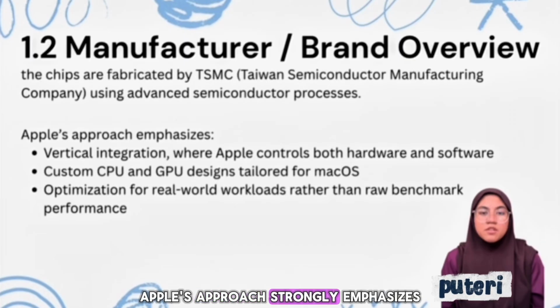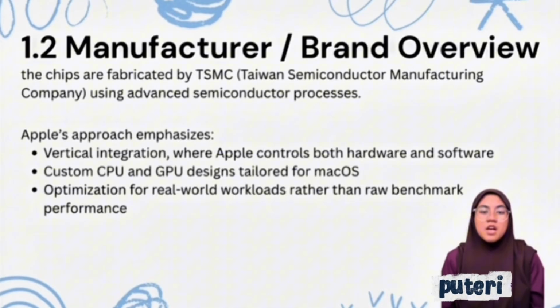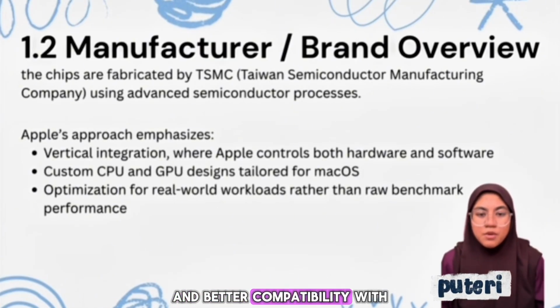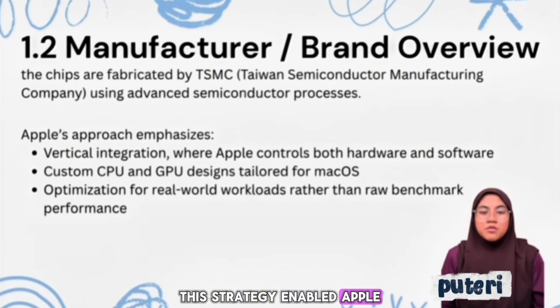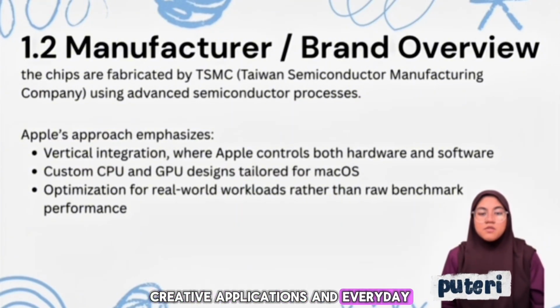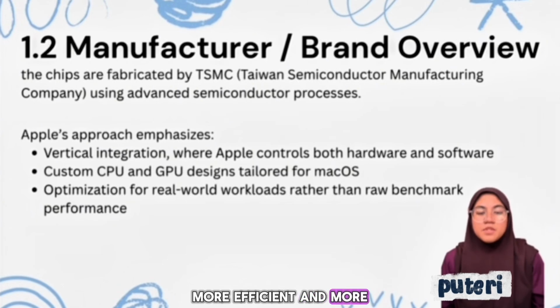Apple's approach strongly emphasizes vertical integration, meaning the company designs and tightly controls both the hardware and software, allowing macOS to be highly optimized for Apple Silicon. In addition, Apple develops custom CPU and GPU architecture specifically tailored to macOS rather than relying on off-the-shelf processor designs, which result in smoother system performance and better compatibility with Apple applications. This strategy enables Apple to focus on real-world workloads such as multitasking, creative applications, and everyday user experience instead of prioritizing synthetic benchmark scores, ultimately delivering faster, more efficient, and more responsive devices for end users.